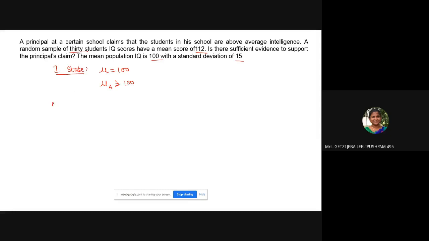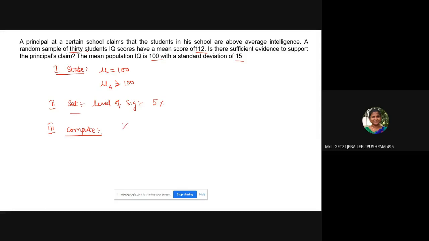So the second one, what will you do? You will set the level of significance. Here, the significance is not given, so I believe it for 5%. By default, I'm taking 5%. The third one, compute. So do the computation. We are going to compute it.